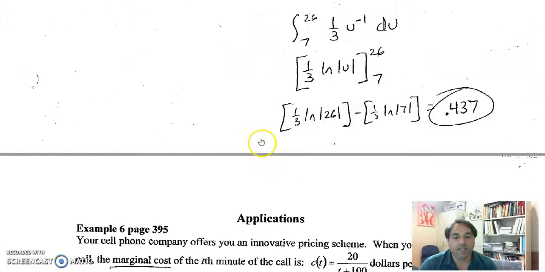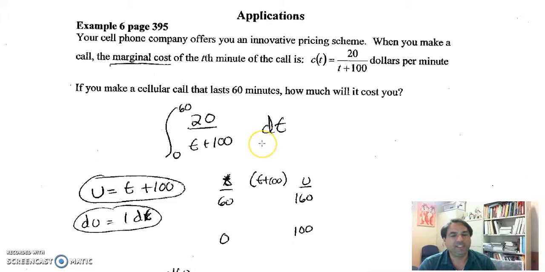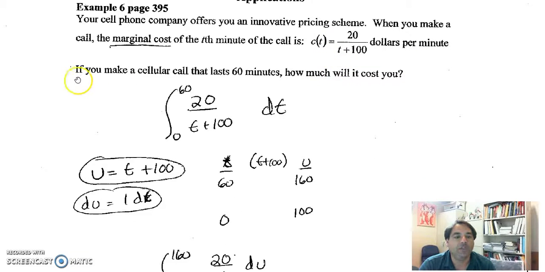Okay? Now we'll do an application problem. So let's say, where do these numbers come in and what do those numbers really mean? So here's an application problem. Your cell phone company offers you an innovative pricing scheme. When you make a call, the marginal cost, remember marginal cost is the derivative of cost, for the tth minute of the call is 20 over t plus $100 per minute. So this is a rate of change, this is the first derivative, this is marginal cost. But you want to know, if you make a cellular call that lasts 60 minutes, how much will it cost you? So, first problem, how do we go from marginal to total cost?